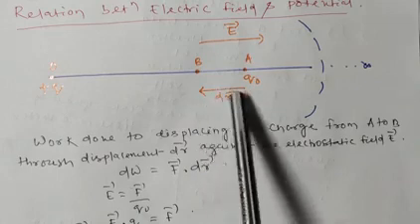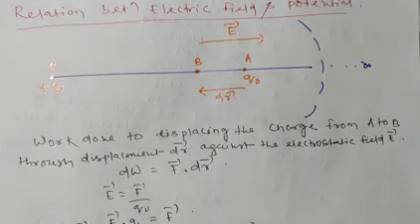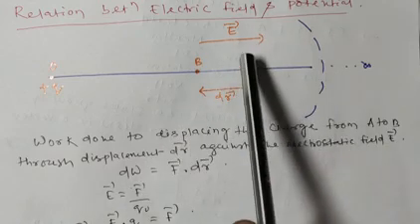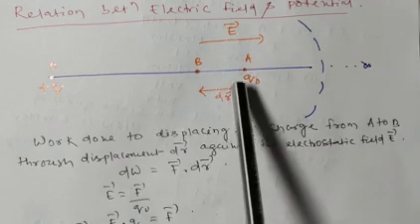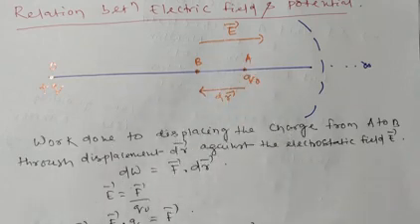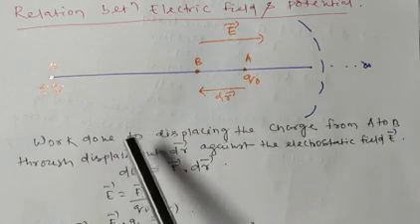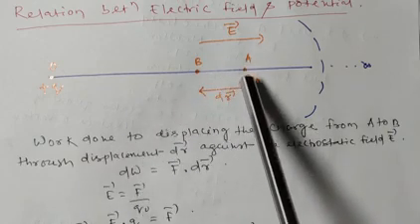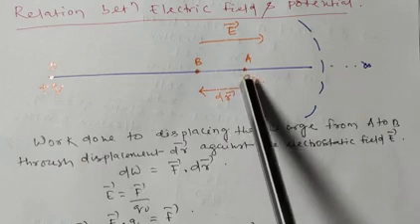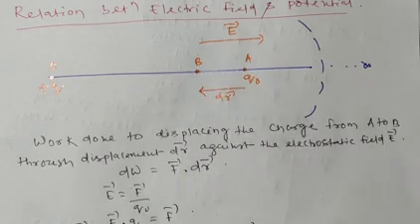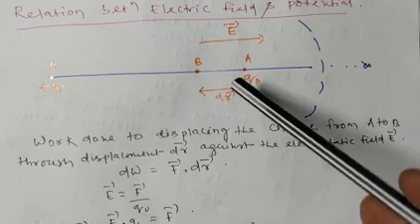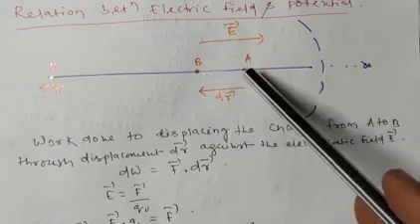and the displacement is dr, and obviously the electric field is opposing the charge to move from A to B. So we have to apply an outside force against that electric field to displace the charge from A to B. So there is a small work that has to be done for that displacement.